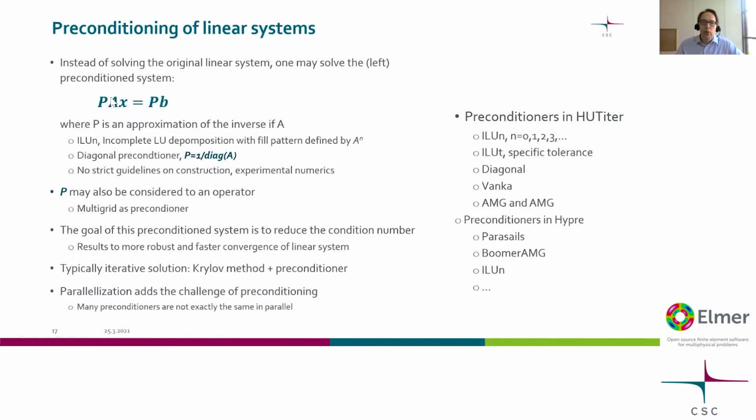So there are unfortunately no strict guidelines on what preconditioners to use. So it's a little bit like experimental science. You have different choices, but you don't know before you try out what is the best method for your given problem. P may also be considered not a matrix, but an operator. So for instance, multigrid as a preconditioner is more like an operator, not a matrix that you operate with.